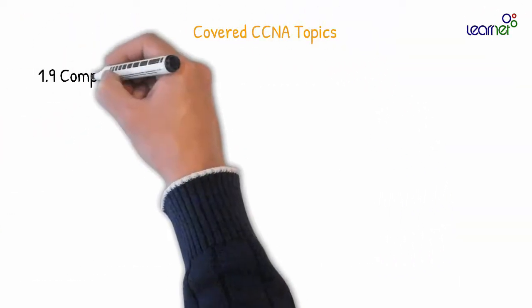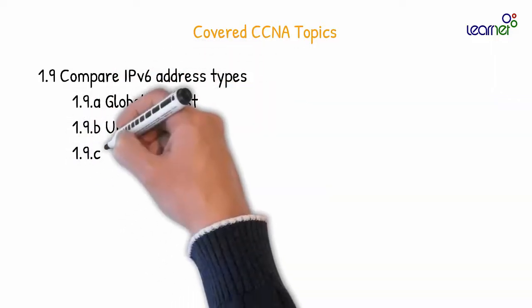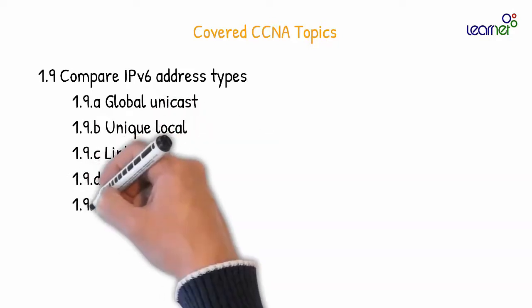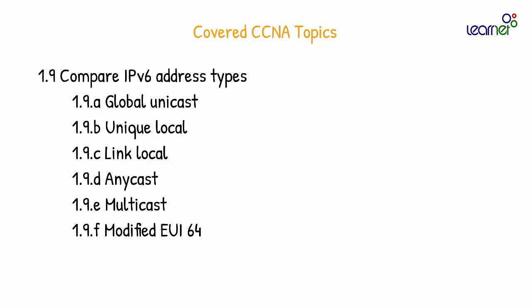Alright guys, in today's video we covered the following CCNA topic: compare IPv6 address types: global unicast, unique local, link local, anycast, multicast, and modified EUI-64.